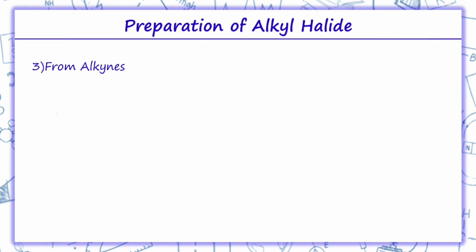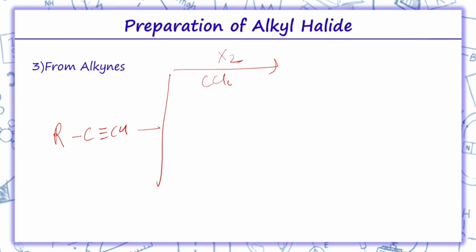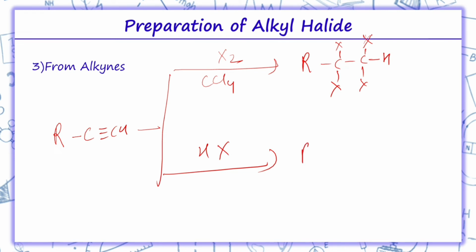Next is from alkynes. We have alkynes like R C triple bond CH. First we will add halogen in presence of CCl4, and we will get vicinal dihalide, tetrahalides can be prepared. Similarly, if we are adding HX, here gem dihalides can be prepared. So this is how alkyl halides can be prepared from alkynes.